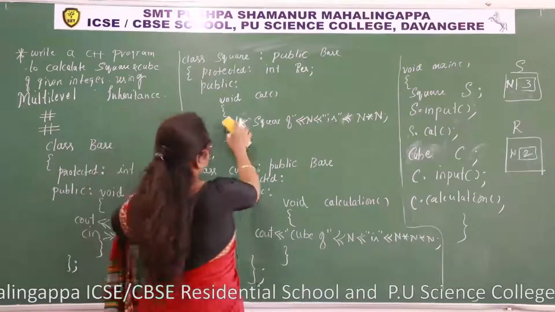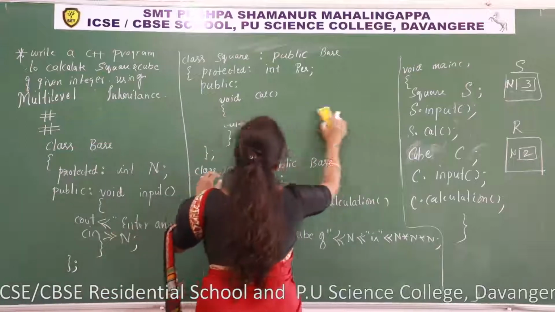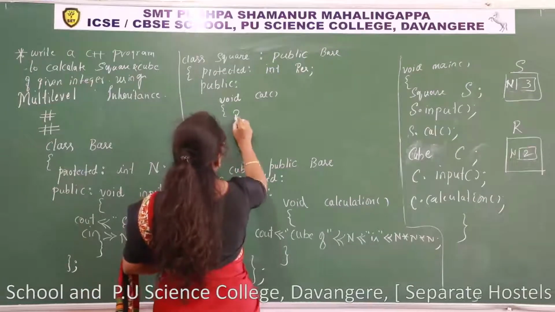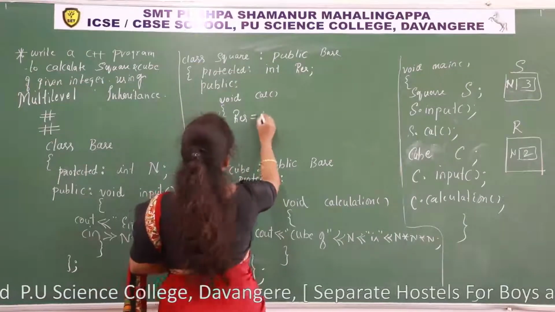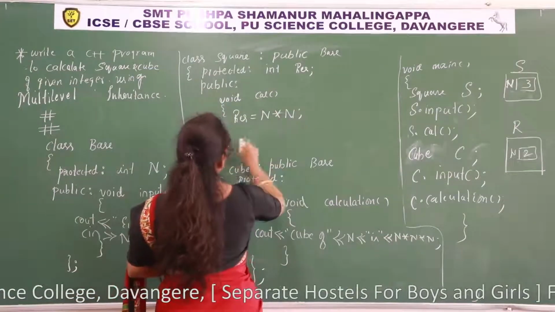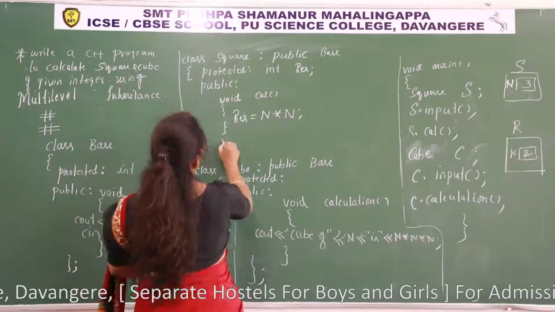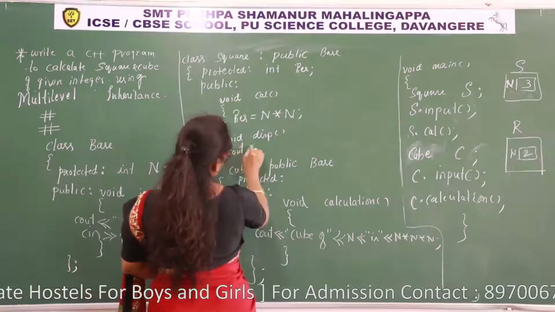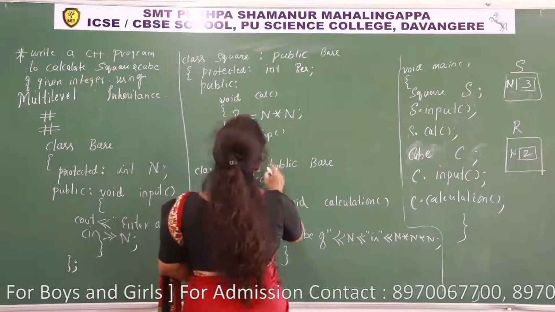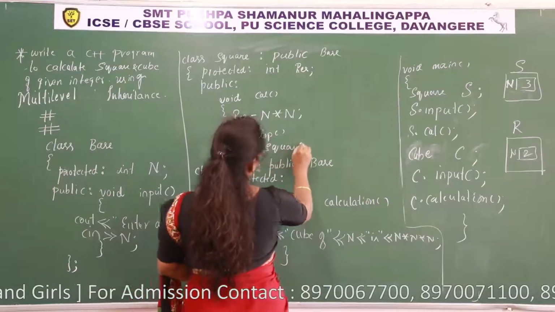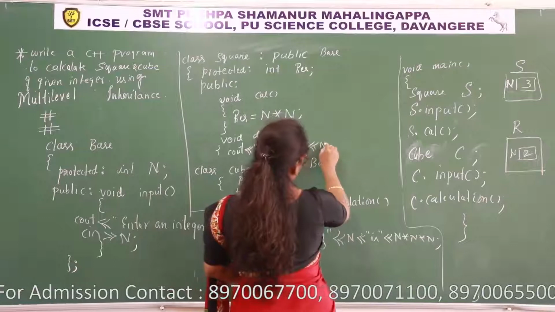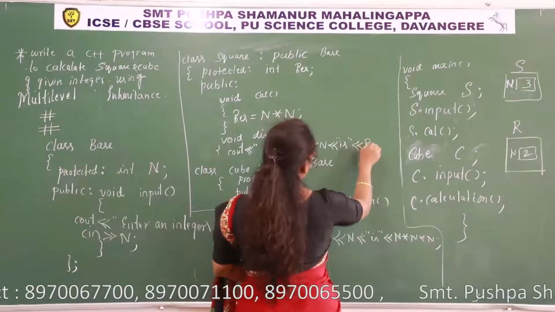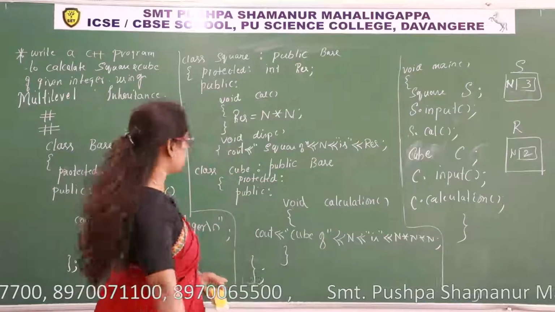I'll take result, res. Now the function is cal. Here I'll calculate res is equal to n star n. I'll take another function here, void disp, to display the result. Cout square of, I want to display n value, so I must write like this, n is res semicolon.